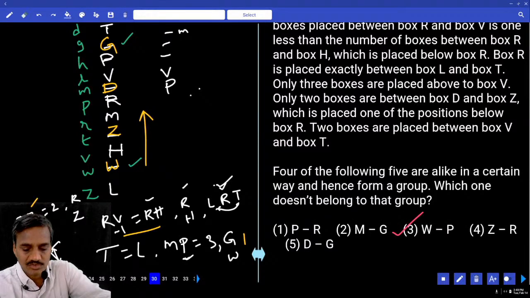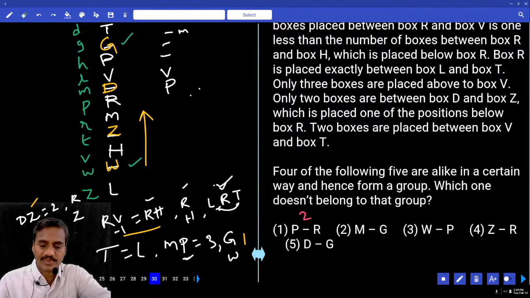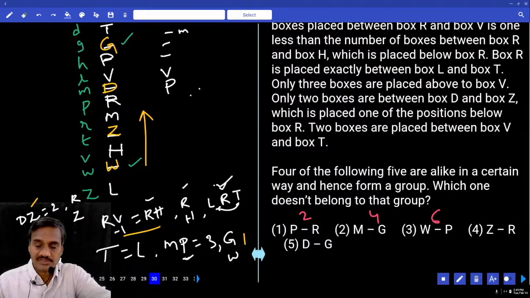P and R there are 2 boxes. M and G and 4 boxes. మా P కి R కి మధ్యలో ఎన్ని బాక్సెస్ ఉన్నాయి? 2. M కి G కి మధ్యలో there are 4. W కి P కి మధ్యలో 1, 2, 3, 4, 5, 6. Z and R కి మధ్యలో Z and R 1. And D కి G కి మధ్యలో D and G there are 2.